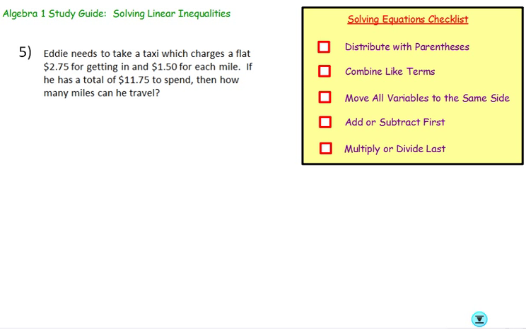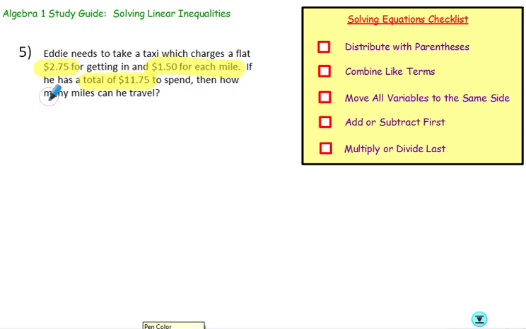So it's almost similar to the fare problem where they charged you $10 to get in, so it doesn't matter how many rides you go on, you have to pay that $10 regardless. It's kind of the same idea with this $2.75. You have to pay that regardless of how far you go. And then it says it's going to be $1.50 for each mile, because they charge you for each mile that you go. And then we've only got a total of $11.75 to spend. And then the question says, how many miles can we travel?